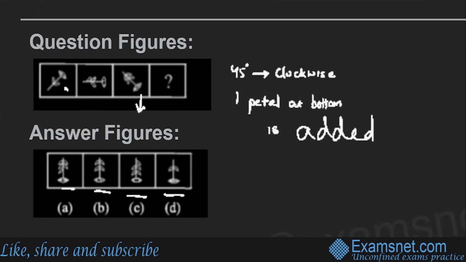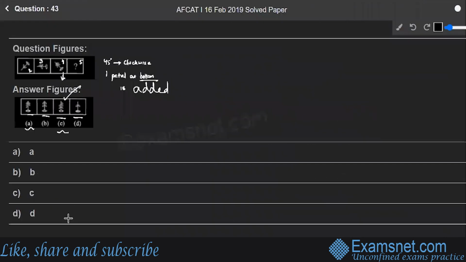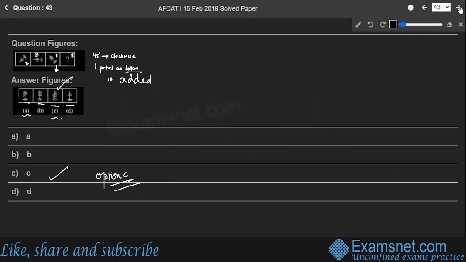Now look at the petals. Here are two, here are three, here are four. So here there's got to be five petals. So five petals are in A and C. But the petal is added at the bottom. Therefore, option C is the correct one. Hope this is clear. So we have option C as the correct answer. Hope this is clear to you.